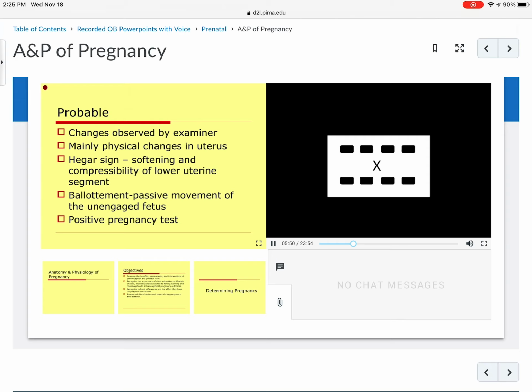And then we've got the probable signs, which are changes observed by the examiner, which could be your healthcare provider, of course. So there are physical changes in the uterus, which include the Hegar sign, which is the softening and compressibility of the lower uterine segment. Ballottement is about after 16 weeks, when the healthcare provider taps the cervix and the baby will go boing, boing, boing. And the positive pregnancy test, because that's probable, since we have had some false positives before.